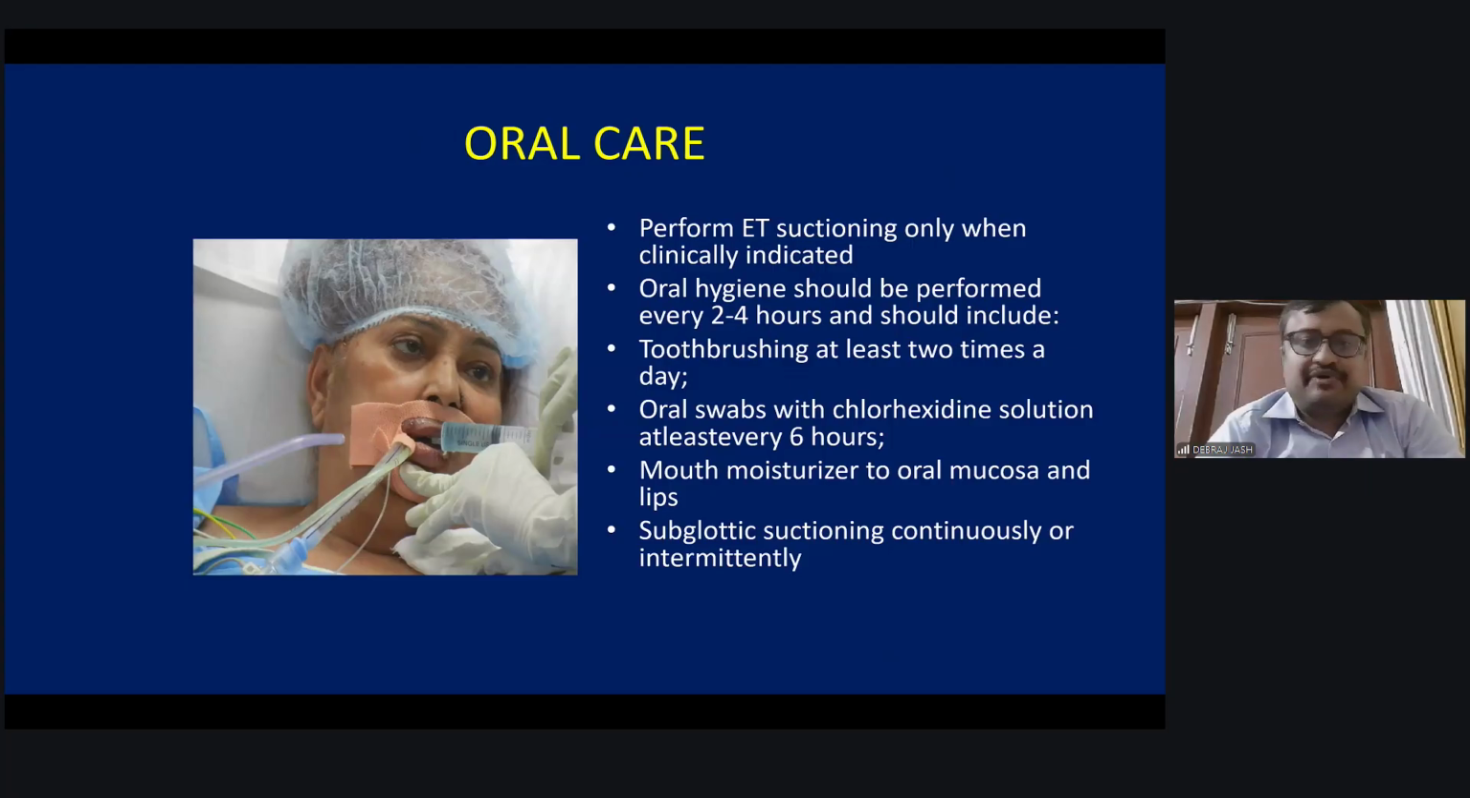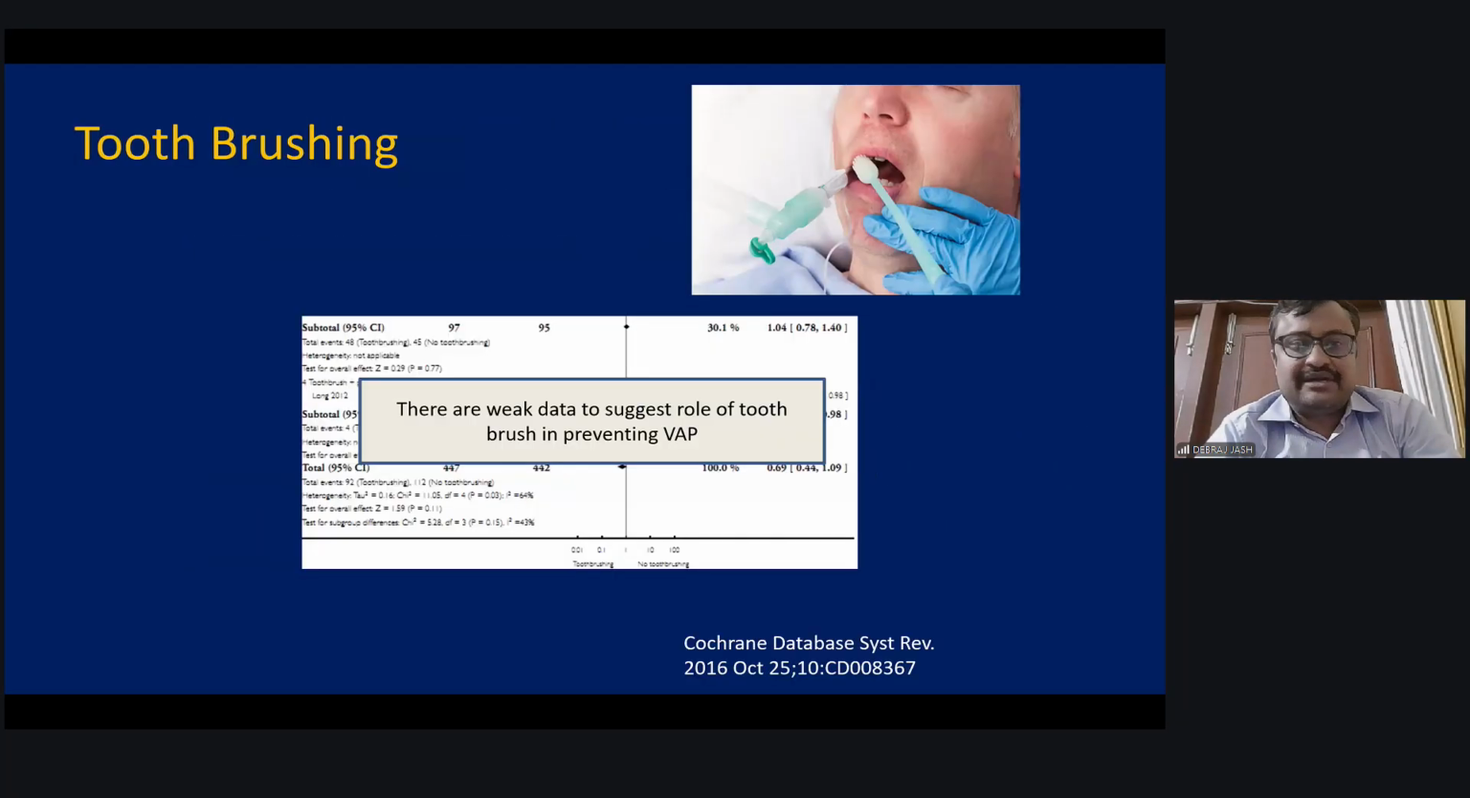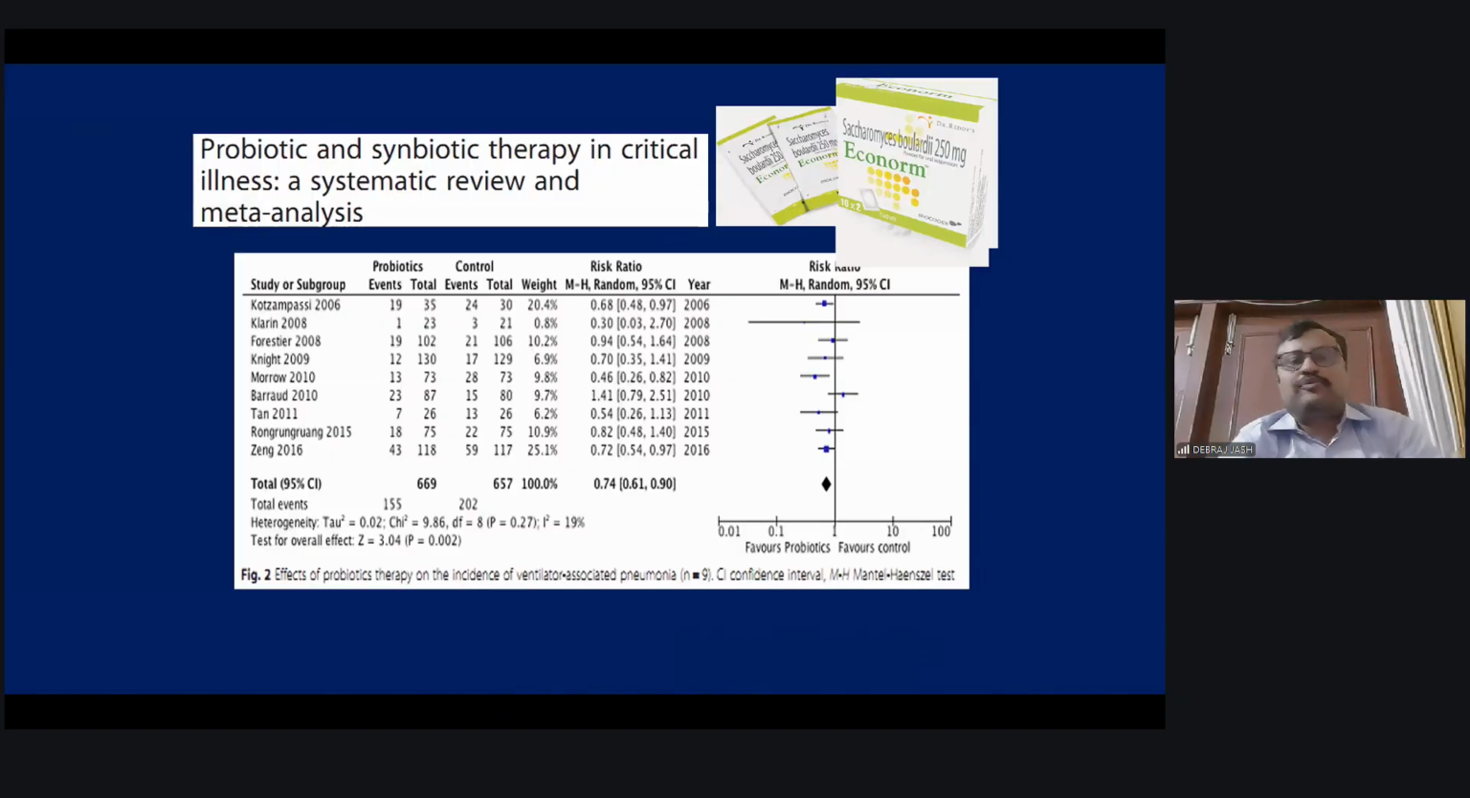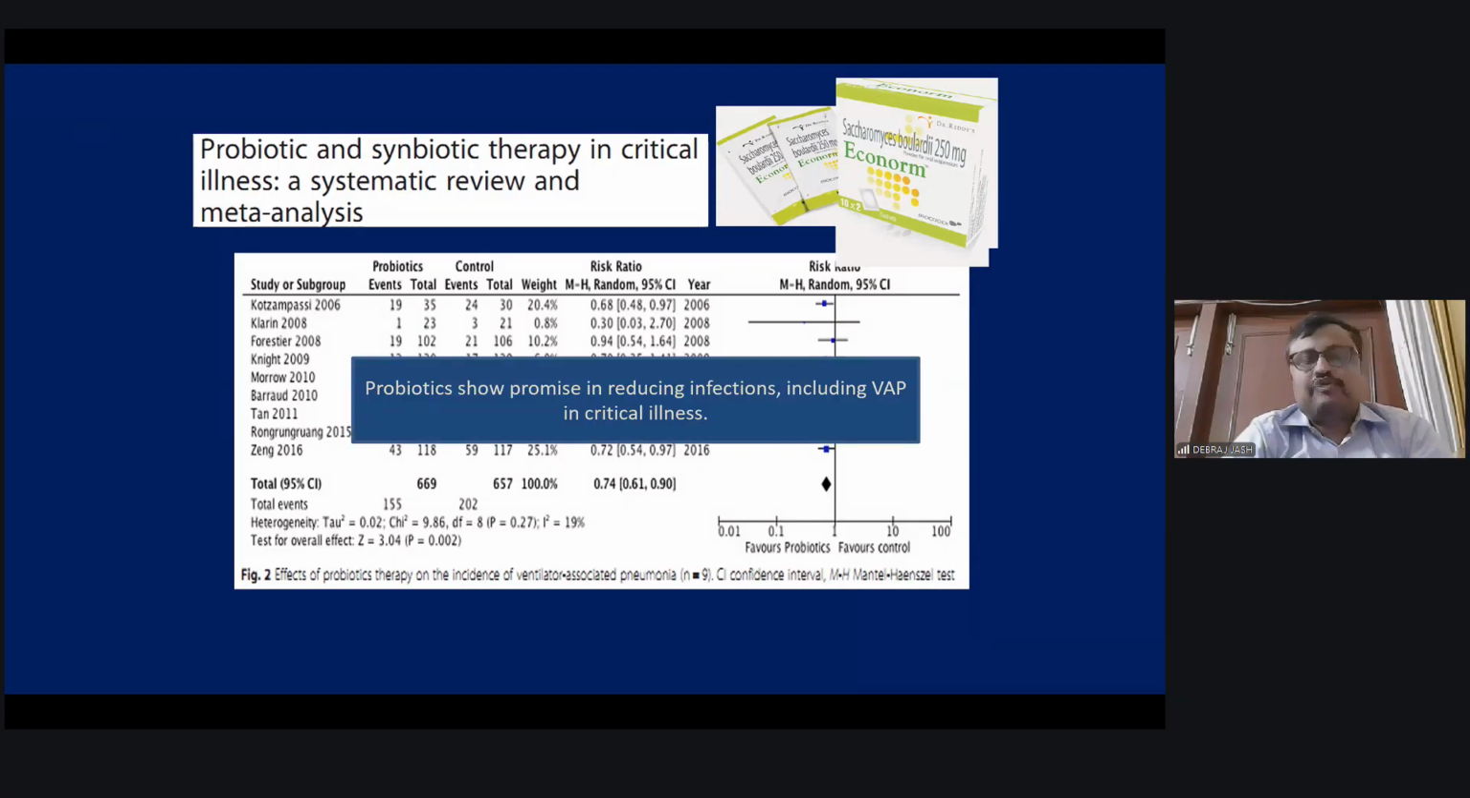Oral care, very important. Perform ET suctioning only when clinically indicated. Oral hygiene, every 4-hourly toothbrushing. These are mandatory things, oral hygiene care. Toothbrush, as I told you. Probiotic and synbiotic therapy shows promise in reducing infection, but more studies are required on whether we should routinely use probiotics or not.